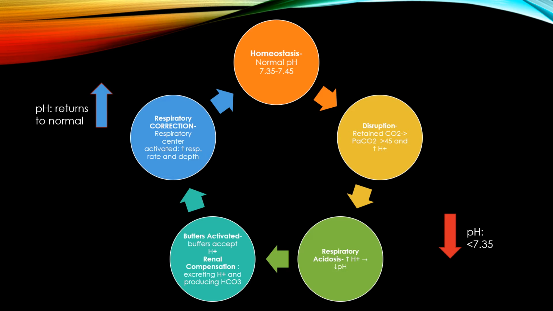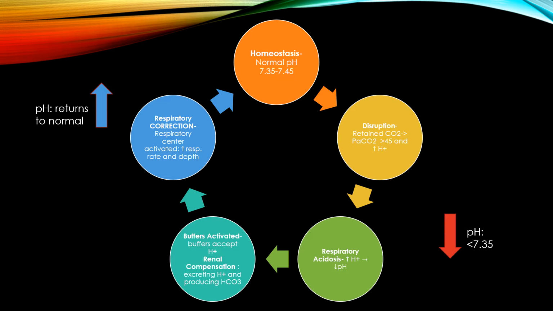Now, in any of these circles, there could be a breakdown, and this is where medical treatment is going to be necessary. Say that our buffering system cannot keep up with it, our renal system may have failure and can't keep up with it, or in our brain we're not able to activate the respiratory center to increase those respirations. That can all cause problems, and we have to have medical treatment in order to fix some of those conditions.